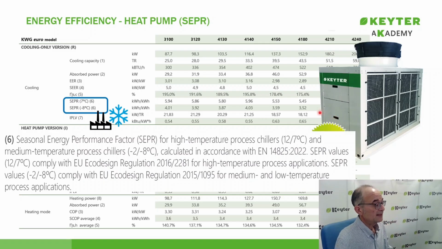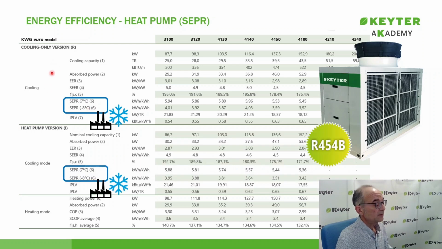All right, here we would have the SEPR for high temperature and for medium temperature. We'll see that for low temperature, it's at -25 degrees Celsius supply temperature. This would be for the cooling only version. And here we would find the SEPR, as you can see, we would also maintain that 7 degrees supply and those -8, but it would be for a reversible air-to-water unit operating in cooling mode.